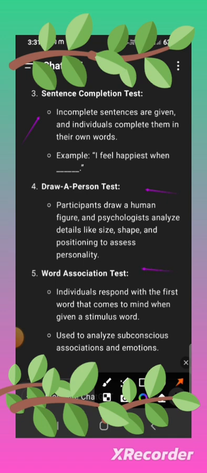Word association test. A word is given and the individual responds with the first word that comes to mind. Example: love, happiness, positive; or pain, negative.